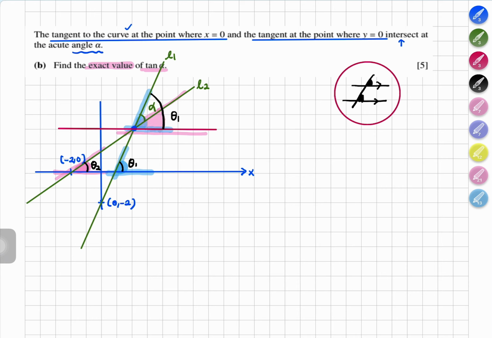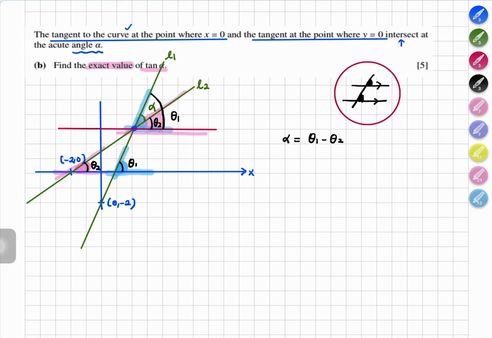Can you see that? So I'm going to label this one as my theta 2. I hope you can see this. If you can't, just pause and rewatch the video. So I am going to write an expression for my alpha now. I can see that my alpha is actually theta 1 minus theta 2.